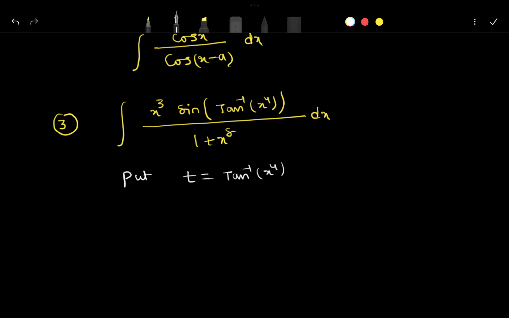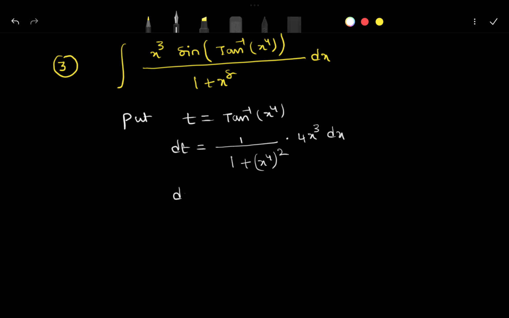Now differentiating with respect to x, we get dt equals the derivative of tan inverse, which is 1 by 1 plus x square, where x square means x power 4 whole square, into the derivative of x to the power of 4, which is 4 into x cube into dx. So dt equals 4 into x to the power of 3 into dx, whole divided by 1 plus x to the power of 8.